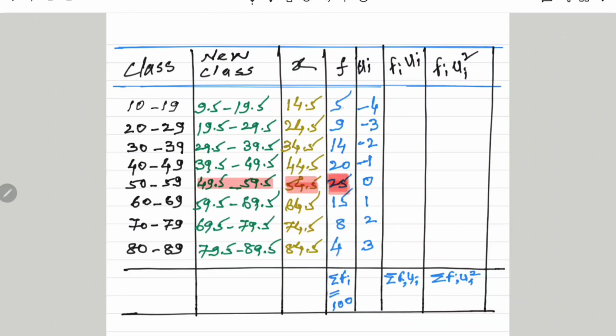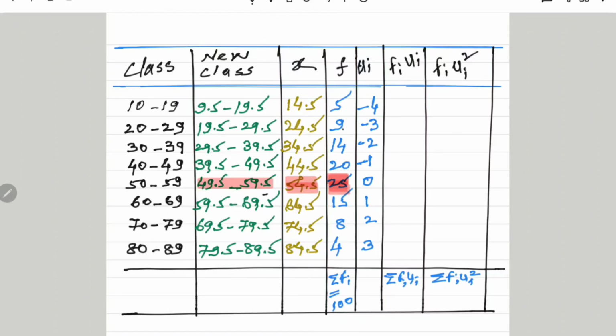For the first class it is 5, then 9, then 14, 20, 25, 15, 8, 4, and then take the sum of all these frequencies. If we add all these values of f, we get that summation as 100. Therefore the sum of fi is 100. Then see the maximum frequency. Here the maximum frequency is 25. The corresponding midpoint is 54.5 and the corresponding class is 49.5 to 59.5.